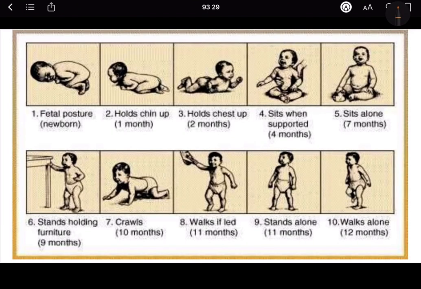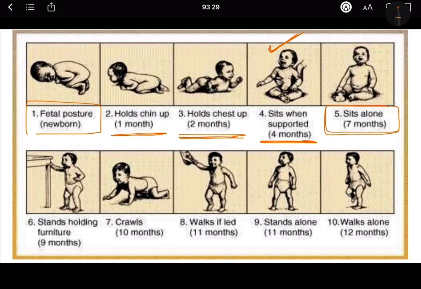So you can just see these pictures. So this was the fetal posture. बच्चा ऐसे होता है. Holds chin up. Then holds chest up. Then sits when supported. So now when the baby is 4 months, you can see that baby starts to sit with the support of some person. In 7 months, it can start to sit on its own.